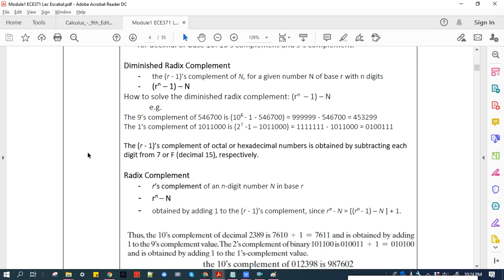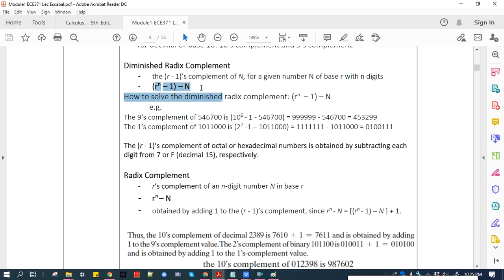For example, what is the 9's complement of 546,700? This is in decimal. 9's complement is the diminished radix complement in the decimal number system.